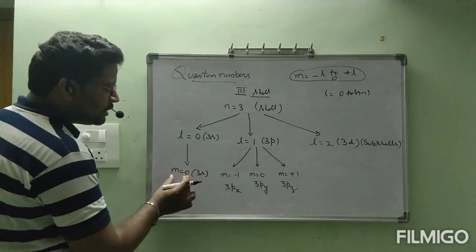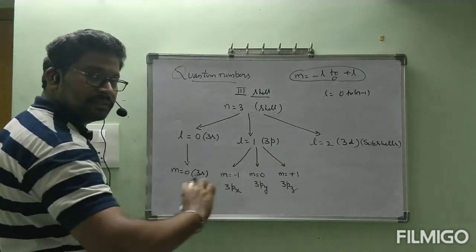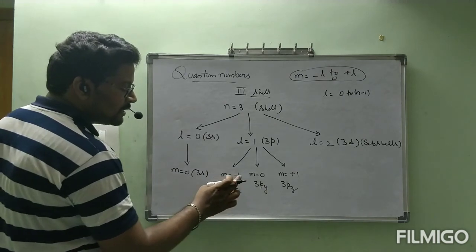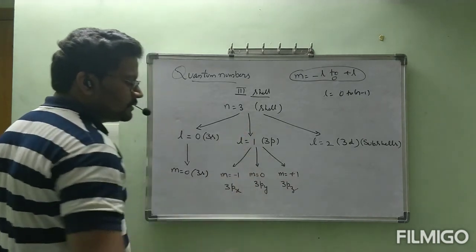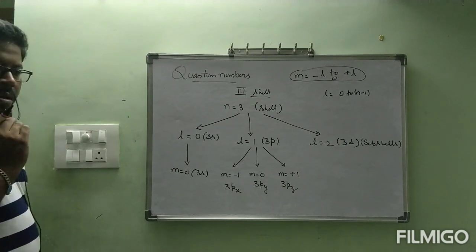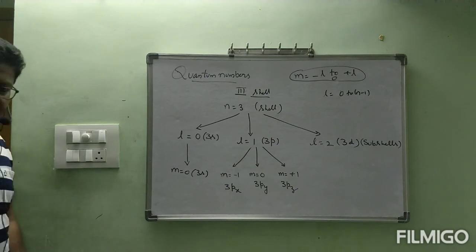3s has only one orbital, that is 3s. 3p has 3 orbitals. 3px, 3py, 3pz. Those orbitals' m values are minus 1, 0, plus 1.